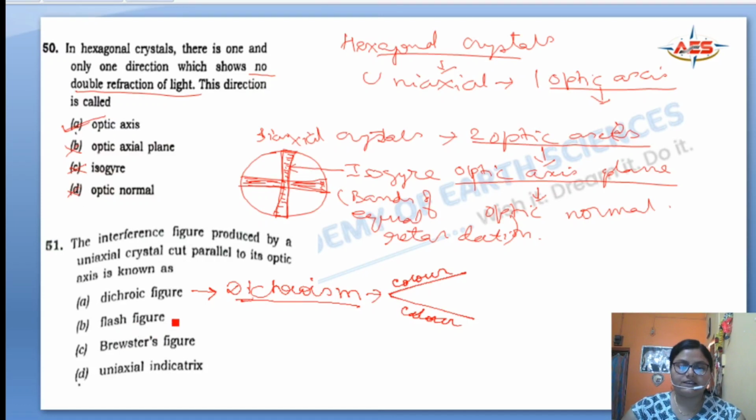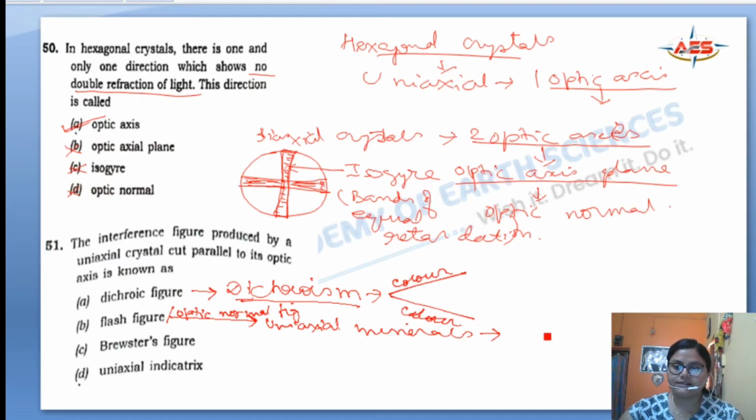Now, in the case of flash figure, what is it? Generally, it is found within the uniaxial mineral, where the interference figure that is produced by the uniaxial mineral, when cut parallel to its optic axis, generates a flash figure. The flash figure is also known as the optic normal figure, and here the optic axis is parallel to the stage of the microscope.